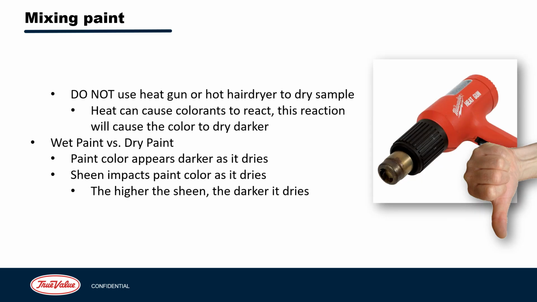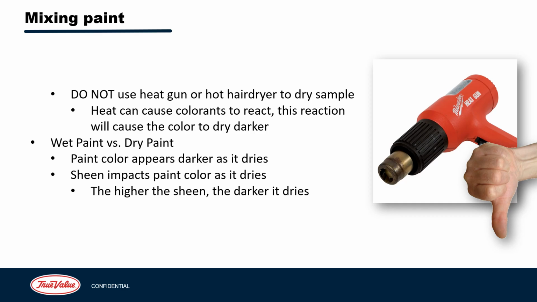Do not ever use a heat gun or a hot blow dryer to dry paint samples. Either use a fan or a cool setting on your hair dryer. Using heat can cause the colorants to react, and that will cause your color to dry darker than it would naturally.